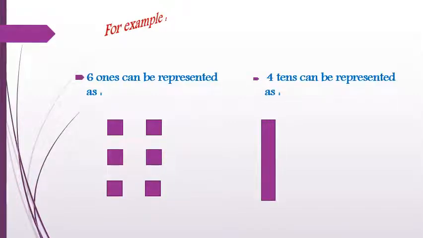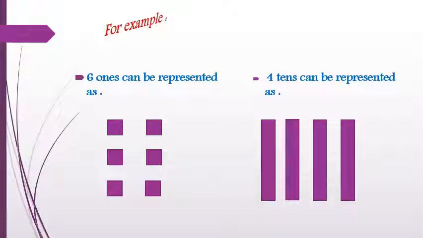For example, how can we represent 6 ones? We just draw 6 small squares like this. 1, 2, 3, 4, 5, 6. And how can we represent 4 tens? We just draw 4 sticks like this. 1, 2, 3, 4.